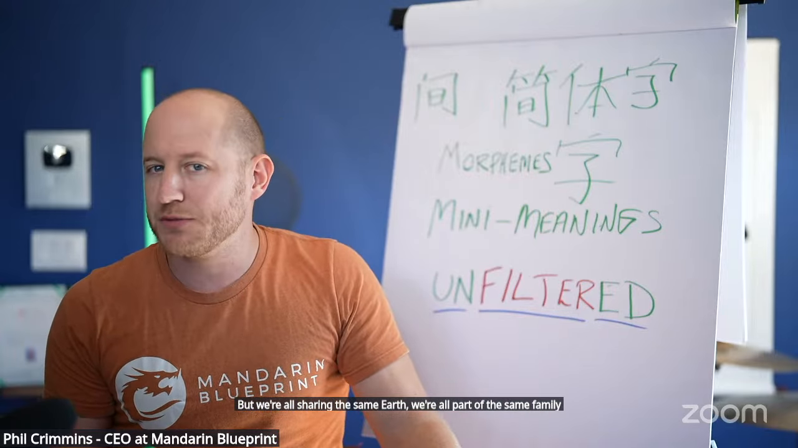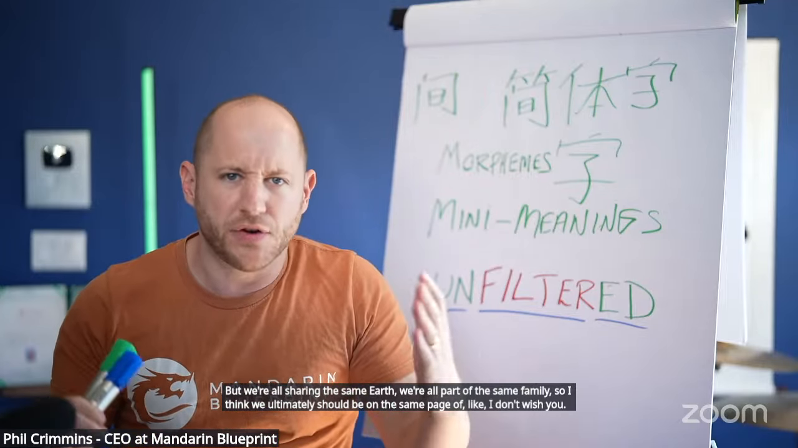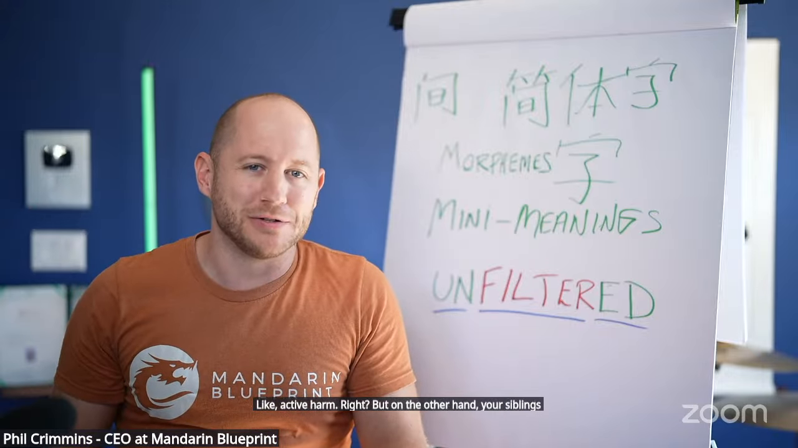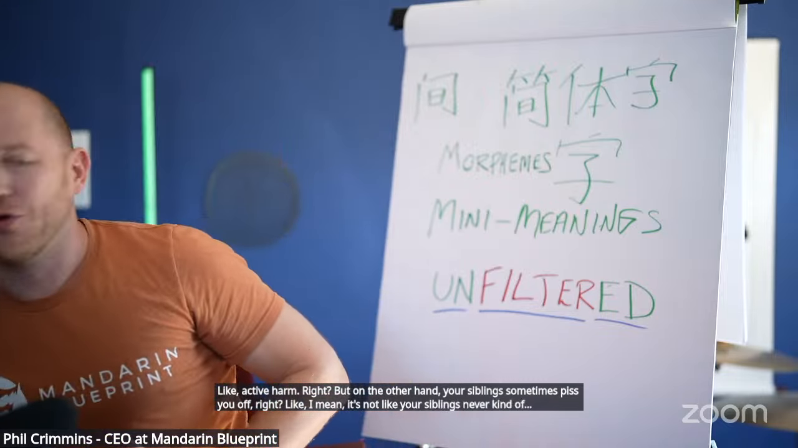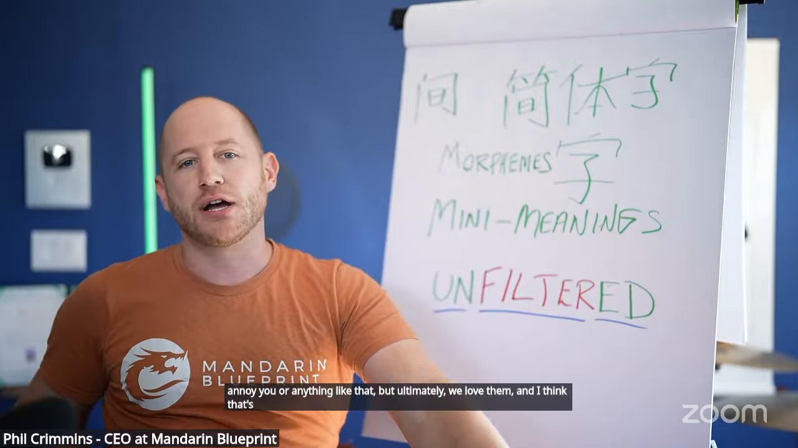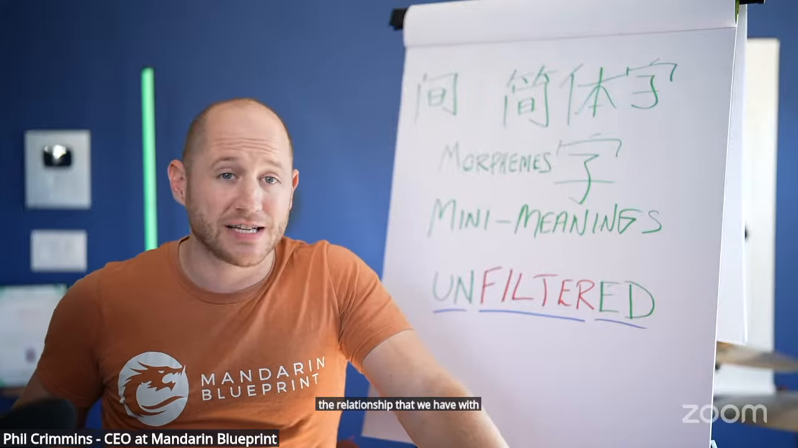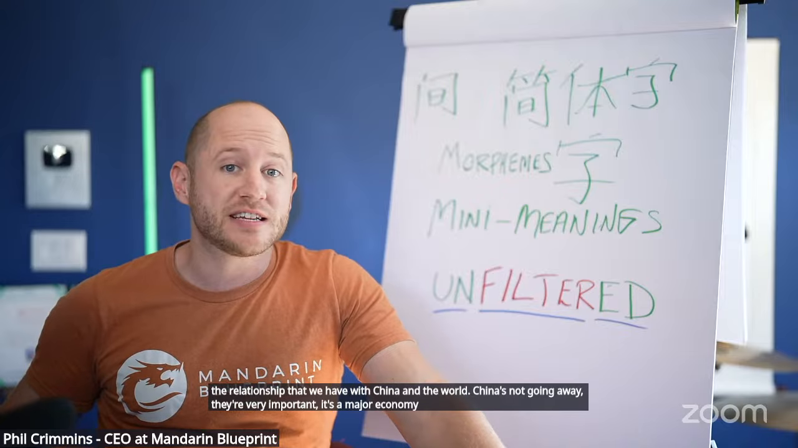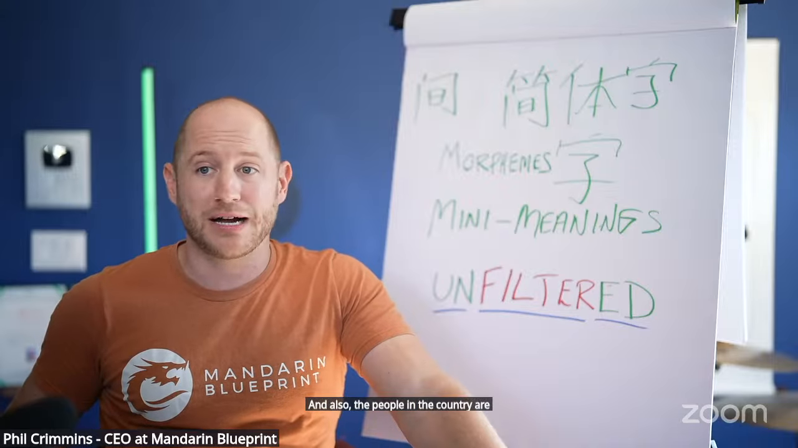So I think we ultimately should be on the same page of, I don't wish you active harm, right? But on the other hand, your siblings sometimes piss you off, right? It's not like your siblings never annoy you, but ultimately we love them. And I think that's the best way to think about the relationship that we have with China in the world. China's not going away. They're very important. It's a major economy. Their influence is significant. And also, the people in the country are often super kind and nice.